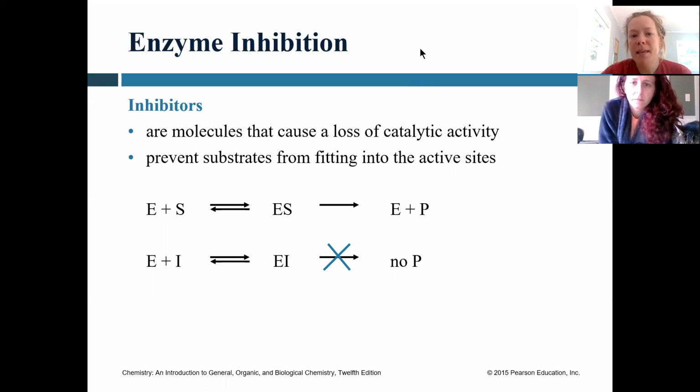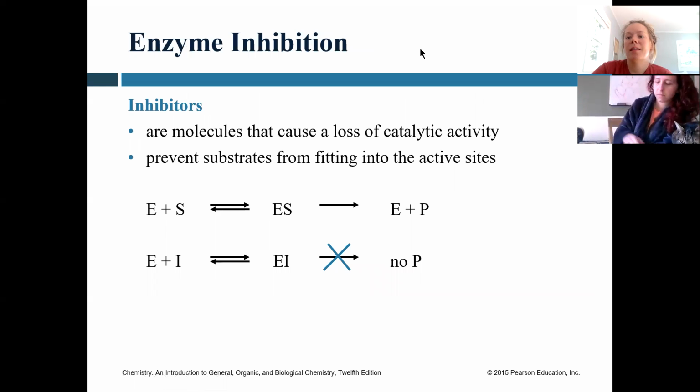So inhibitors, an enzyme inhibitor. And again, this is very simple, but they are molecules that cause the loss of catalyst activity, or they'll slow down the catalyst activity. And there's a couple different types of inhibitors. One prevents the substrate from fitting into the active site.